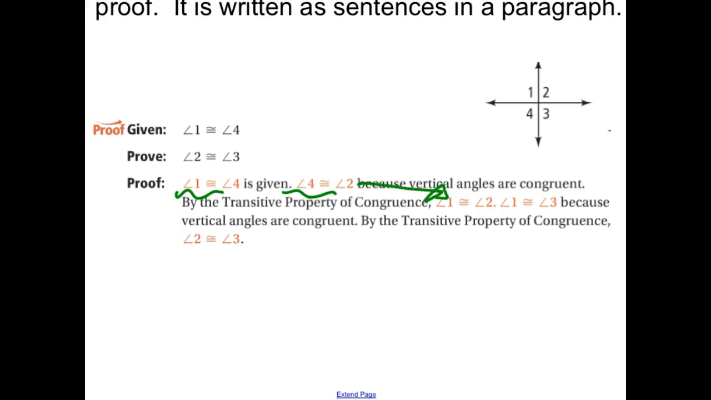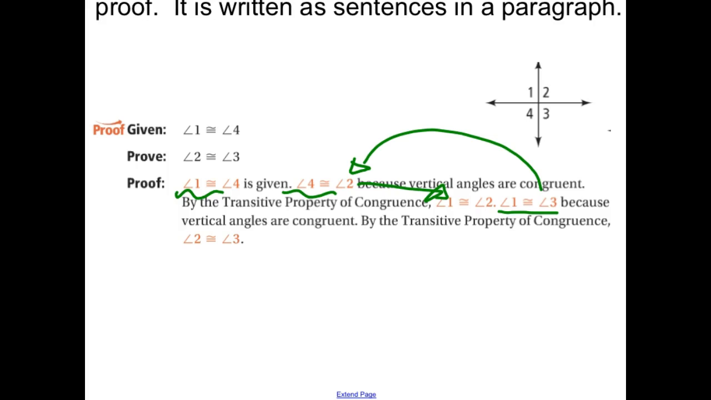Say 1 is congruent to 2. They've got a little bit of an extra step by adding in that 1 and 3 are congruent as vertical. In my proof, I combine that in the same step up here, and then by the transitive property, hey, 2 and 3 are also congruent. So that was the first proof we did. It's just in paragraph form, writing full sentences. You can write a proof either way you want. I see a lot more 2-column proofs, but either way is just fine.